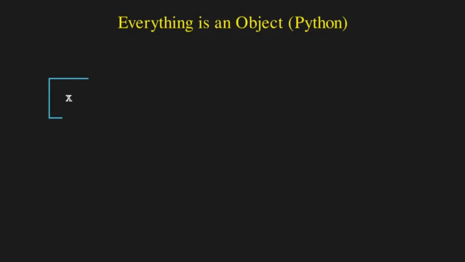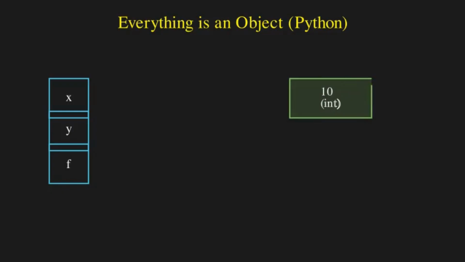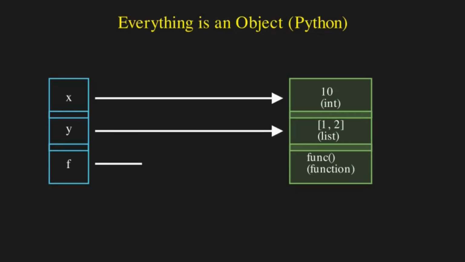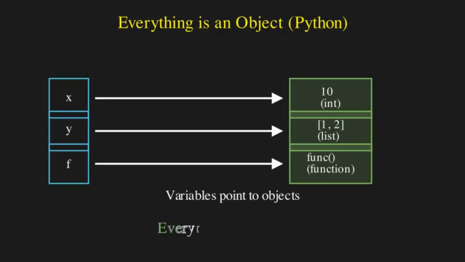Finally, an important idea in Python, everything is an object. Numbers are objects. Strings are objects. Lists are objects. Functions are objects. Even classes are objects. This section is very important because it helps you understand how Python works inside. Next, we will go deeper, step by step.